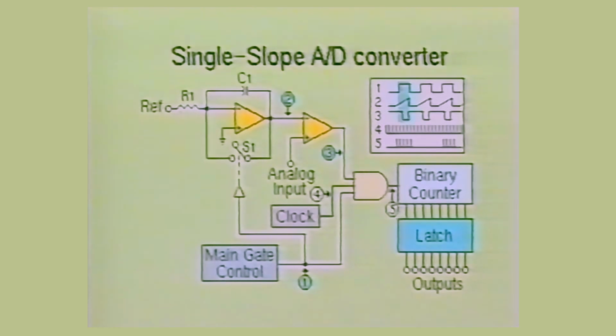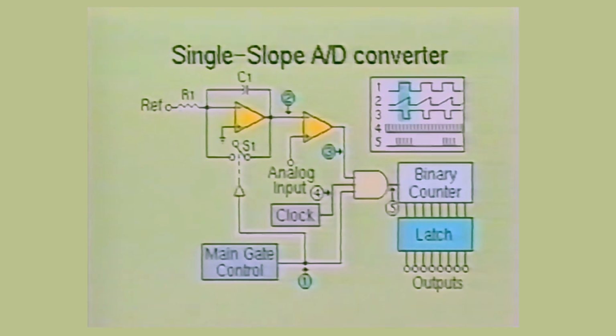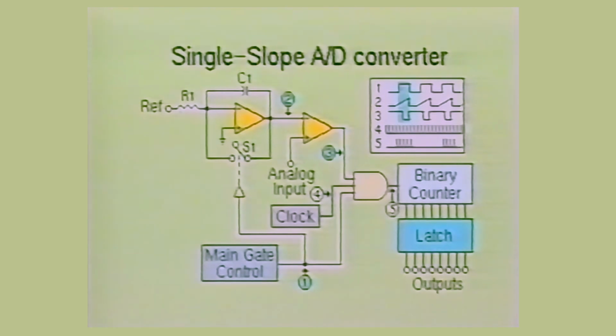The output of the ramp generator is then fed into the inverting input of the comparator circuit. When the ramp voltage is equal to the amplitude of the analog signal being sampled, the differential voltage as seen by the comparator will drop to 0, which will cause the output of the comparator device to go low.